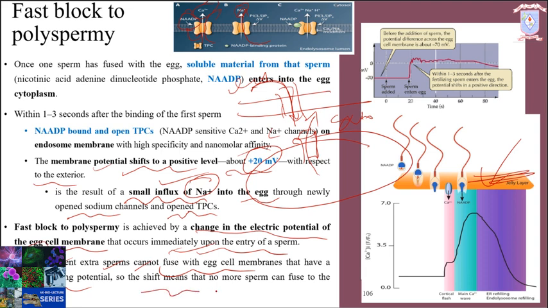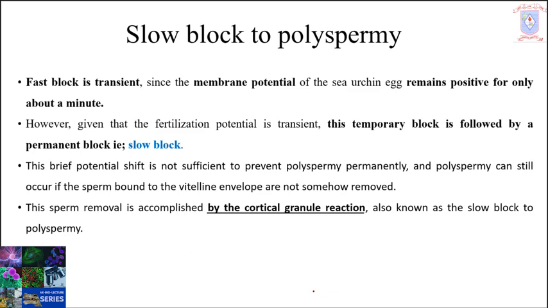So the shift means that no more sperm can fuse to the egg. But it is not a permanent way of preventing polyspermy. This is the first response of the egg that senses the entry of one sperm into the egg cytoplasm. The fast block is transient and not a permanent way of preventing polyspermy, since the membrane potential of the sea urchin egg remains positive for only about a minute.